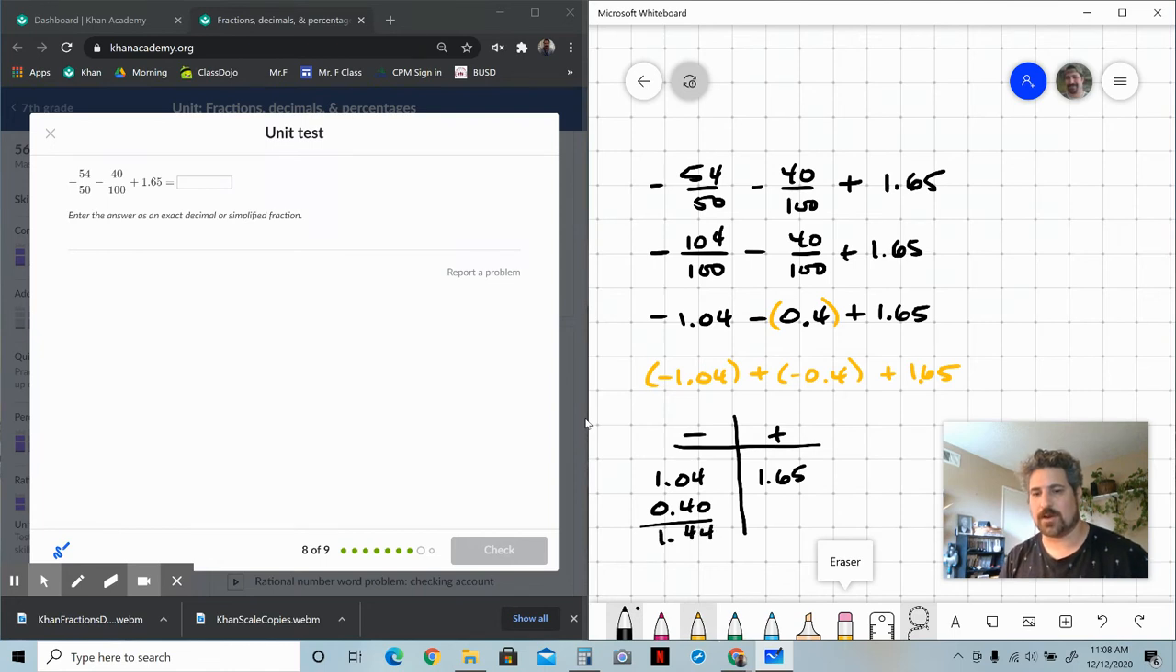Who's going to win, negative or positive? Positive. By how much? Take away the losing side. So you're just going to subtract 1.44 from 1.65. 5 take away 4 is 1, 6 take away 4 is 2, and 1 take away 1 is 0. So this is going to be 0.21 on the positive side. And that's kind of how you do it.